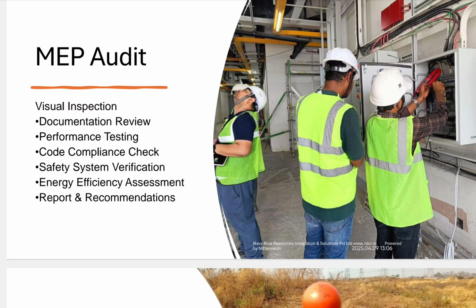Electrical means all electrical installation, so all your electrical safety scope is covered in that. And plumbing means the lines and the pipe size and the fittings, the protective valves and all. Everything we have to cover. So that comes under the MEP audit. Potential customers are all the big builders and their contractors.